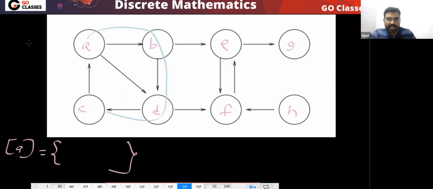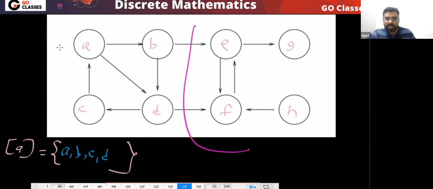So you can notice there is a cycle here. So definitely we have A, B, C, D. Can I put E? Please tell me, can I put E? You can notice that there is no path from E to A. We don't have any path from E to A, and no path from E to A to F.